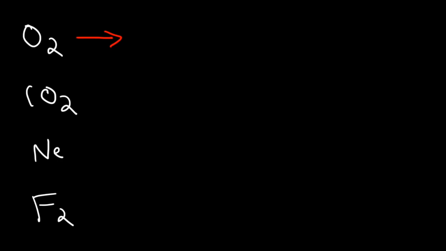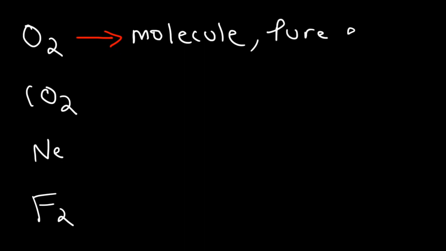One particle of O2 contains two atoms, so it's a molecule since it contains multiple atoms. Now, because it only contains one type of atom, it's a pure element. The only type of atom that we have in O2 are oxygen atoms.